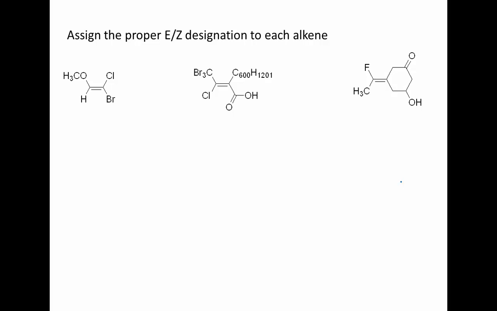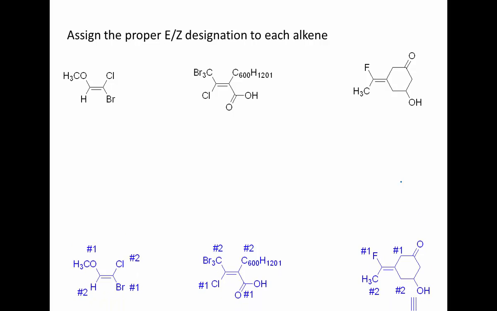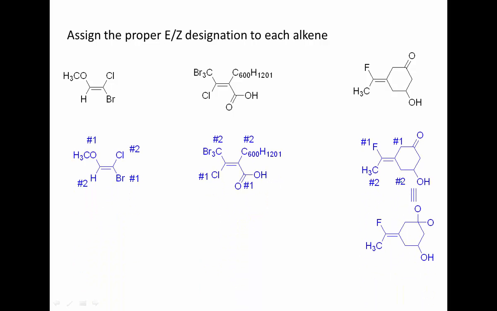All right, so let's do a few problems here. Assign the proper E and Z designation to each alkene. You should pause the video, do it, then restart it when you're done. Okay, so the one on the left is an extremely easy one because you can just look at the atoms attached to the alkene and come away with a decision right away. All right, so the priority numbers for this one are easy to assign.